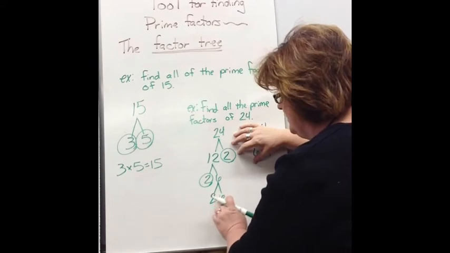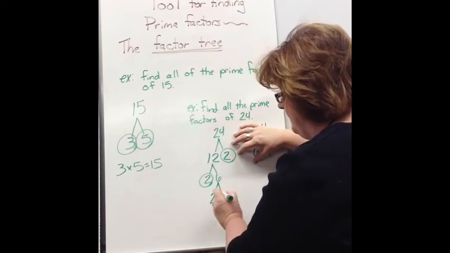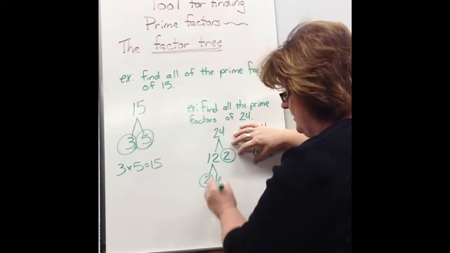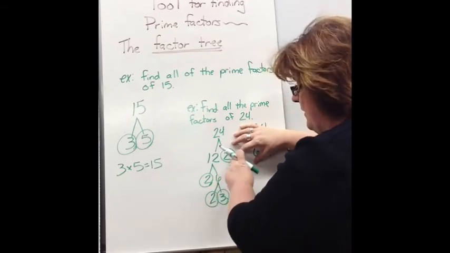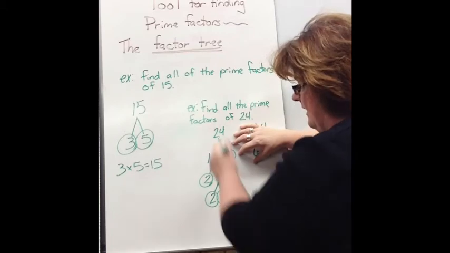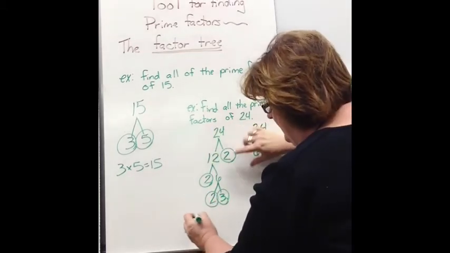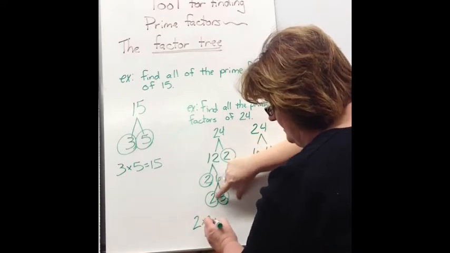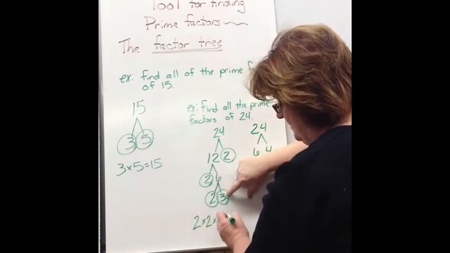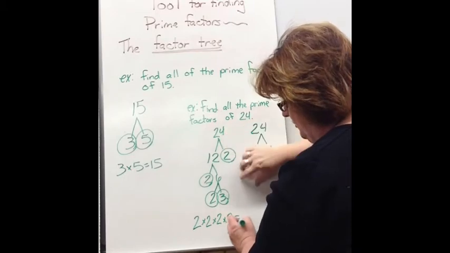Well, I know that 6 is 2 and 3. Okay, 2 times 3 is 6. 2 is a prime number, but 3 is also a prime number. So now I have 2, 2, 2, and 3. My equation for this then would be 2 times 2 times 2 times 3 should equal 24.